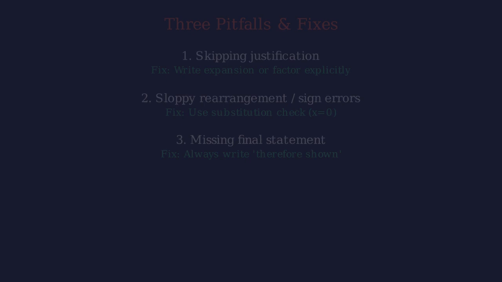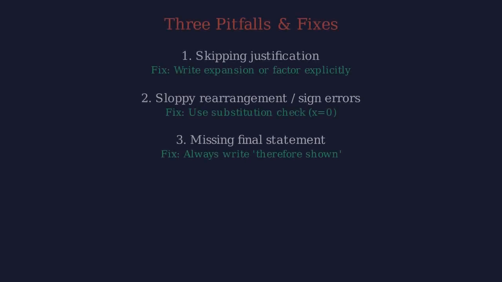3 frequent pitfalls and how to fix them quickly. 1. Skipping justification. Fix it by writing the expansion or the factor explicitly. 2. Sloppy rearrangement or sign errors. Fix that with the substitution check I just gave you. 3. Missing the final statement. Always end with "therefore" or "hence shown" and box the equality.